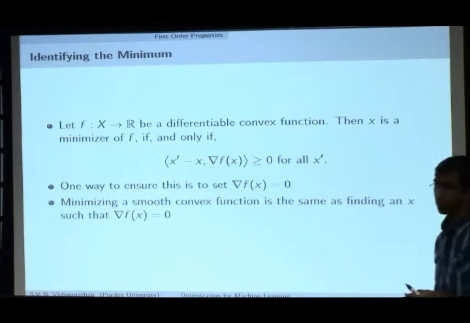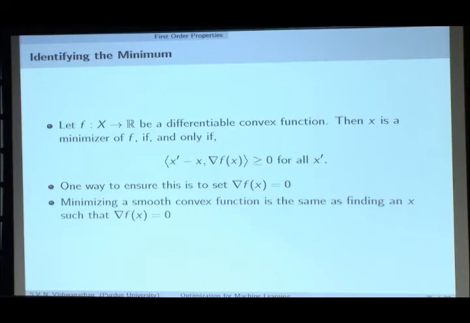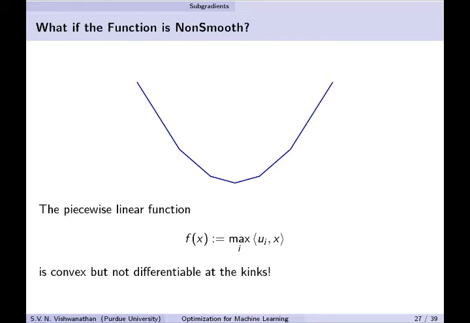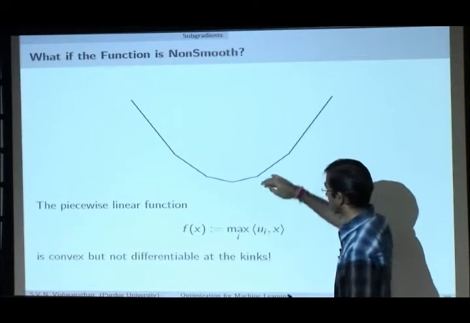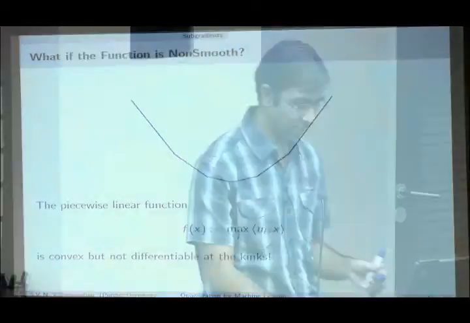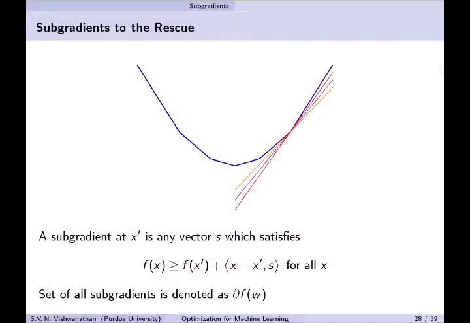Okay. So here, remember whenever we were talking about our function, we were saying that the function is a differentiable convex function. But is this a very strict requirement? Can we deal with non-differentiable functions? Can we still write down these conditions for non-differentiable functions? And the answer is yes. So for example, this function, which is a piecewise linear function, is a convex function, but it is not differentiable. But can we still characterize its optima like that? The answer is yes. The only thing is that we need to use subgradients instead of gradient.